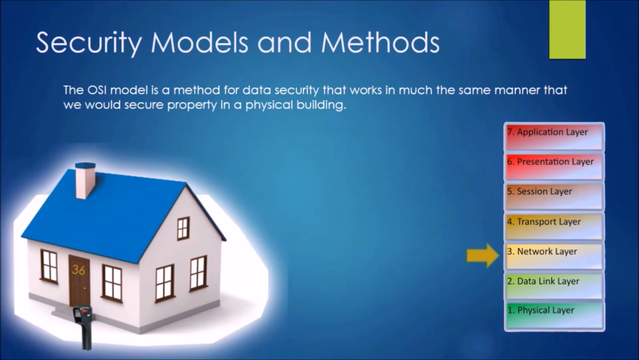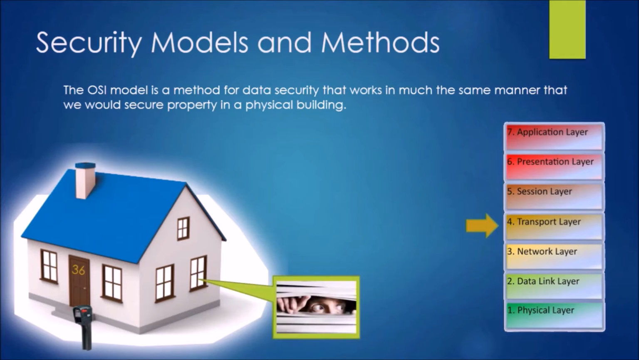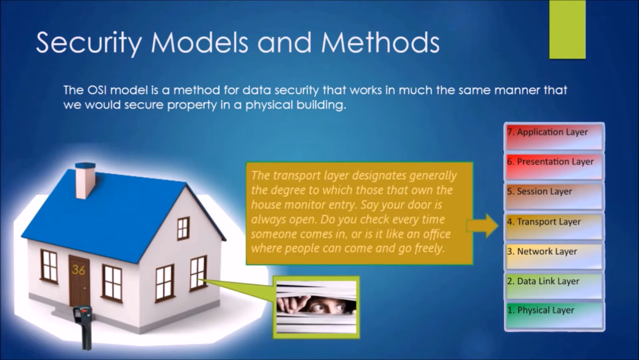The next thing we need to worry about is the transport layer. The transport layer is a little bit harder to describe. The easiest way to think about it is you're inside your house. While we don't have a lock on the door yet, anyone can come in or come out. How often do you check who's coming into your house and who's leaving? How tolerant are you of people coming in or going out?